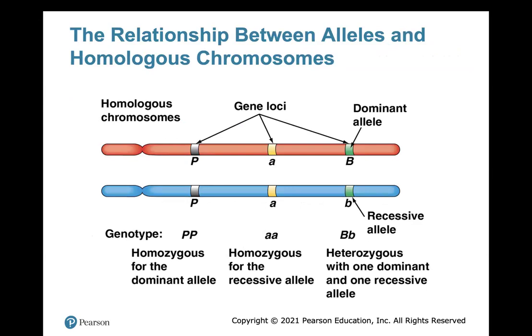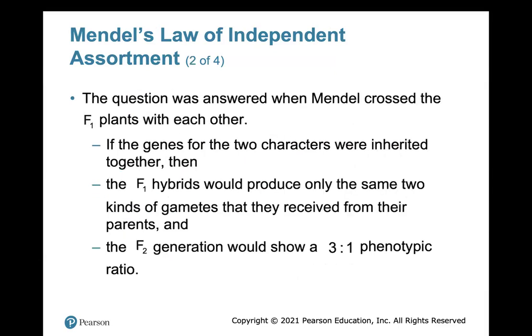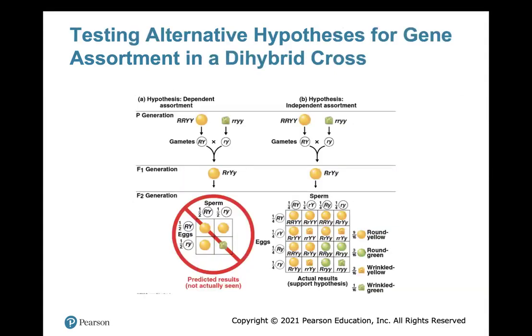And the genotype PP would be homozygous for the dominant allele. pp would be homozygous for the recessive allele, and a heterozygous would be uppercase P, lowercase p for the one dominant and one recessive allele. So Mendel deduced his law of segregation by following one character through two generations, and he found that a cross between two individuals that are heterozygous for one character is called a monohybrid cross. And what would result from a dihybrid cross would be a cross between two organisms that are each heterozygous for two characters being followed.